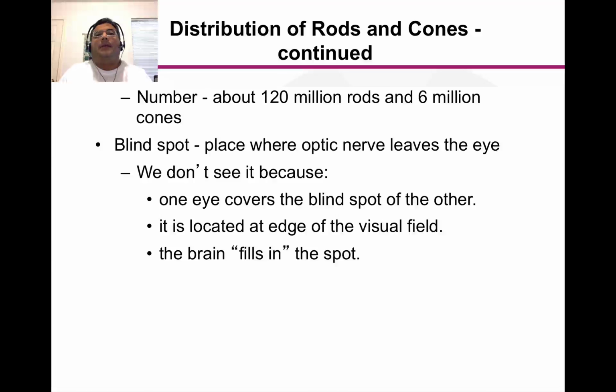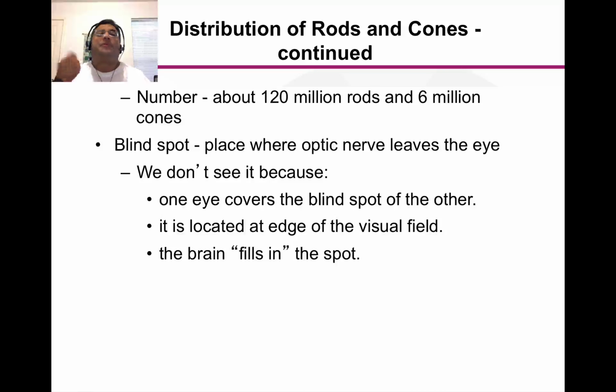Okay. How many rods and cones do we have? In each retina, we have about 120 million rods and about 6 million cones. The blind spot, like I said, is the place where the optic nerve exits the back of the eye.